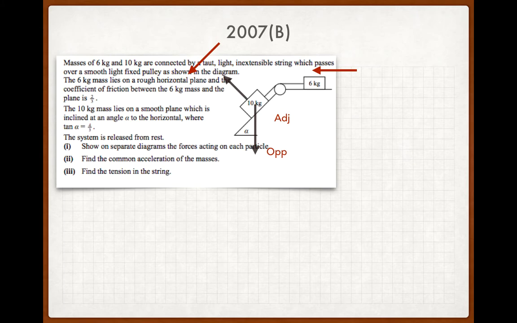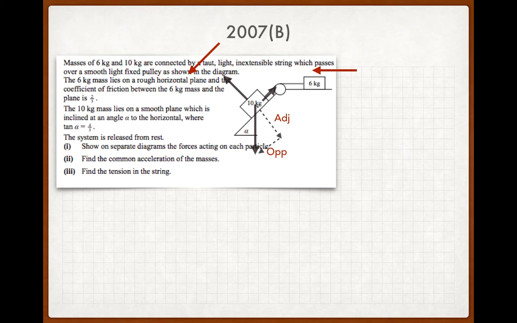There's the reaction perpendicular to the plane. It's connected to a string, so there's a tension. Okay, our next step here then is to resolve any forces that aren't parallel and perpendicular into components that are parallel and perpendicular. So the tension and the reaction are good, it's the weight that is the problem.